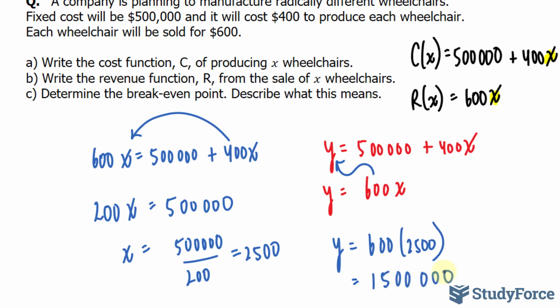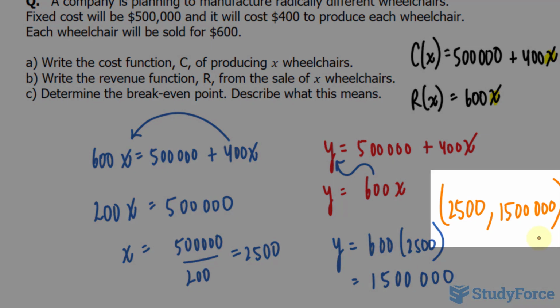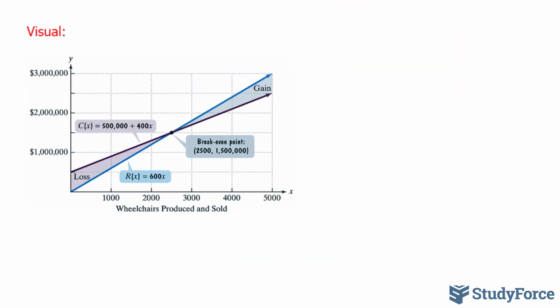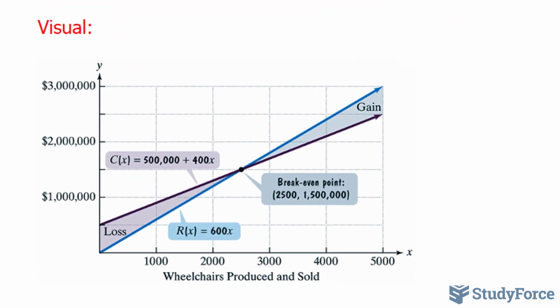Let's discuss what this means. But first, I'll represent my answers as a point, as an xy coordinate. So x represents the number of wheelchairs, and 1.5 million represents the revenue after selling 2,500 chairs. Therefore, the break-even point shown right here is what the company needs to produce, 2,500 wheelchairs, for it to start profiting from this business.